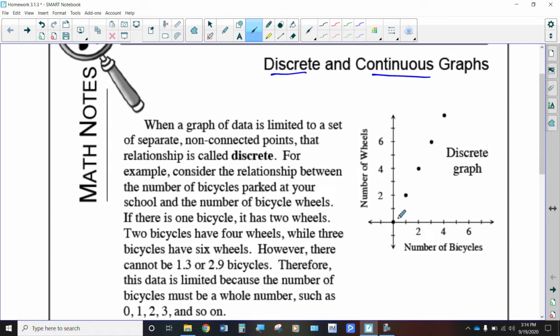You can't have 1.7 bicycles, right? That doesn't work. You either have 0, you have 1, you have 2, you have 3, or you have 4. And you wouldn't have a fractional part of a wheel either. You either have 2 wheels or 4 wheels or 6 wheels or 8. So that's where the discrete graph comes into play. Based on what it is that your variables represent, it may not make sense to have any fractional numbers as a part of your data.